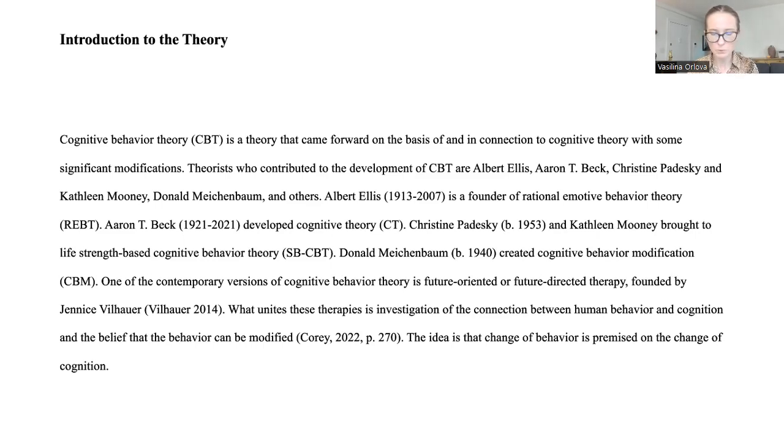One of the contemporary versions of CBT that I find very interesting is so-called future-oriented or future-directed therapy, and it was founded by Janice Wilhauer. What unites all these theories and therapeutic methods is the investigation of the connection between human behavior and cognition, and they also share the belief that cognition can be modified, which will influence behavior.